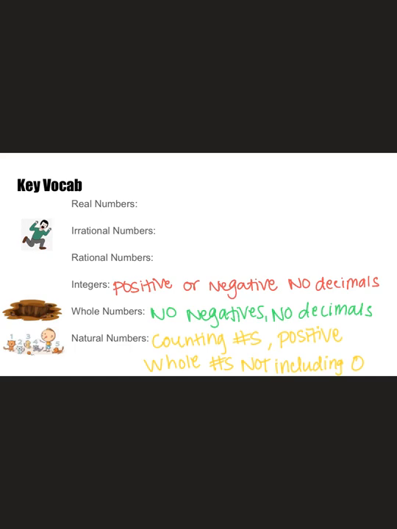Next we have the rational numbers. Rational numbers are any numbers that you can write as a fraction, and this will include repeating decimals and terminating or ending decimals. So now we can have decimals, because this rational number is any number that can be written as a fraction. Sorry for my handwriting on here, I'm still getting used to this.